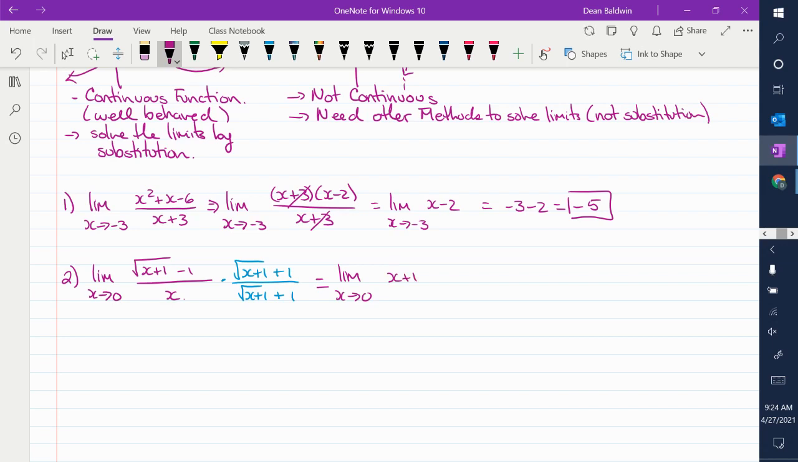Negative 1 times positive 1 is negative 1. Don't multiply out the bottom. Okay, just write it as is. Now, why don't I want you to multiply out the bottom? I mean, you can if you really want to, but we want to cancel this factor here. So we simplify the top. What does the top simplify to? It's going to be x, right? Because 1 minus 1 is 0.